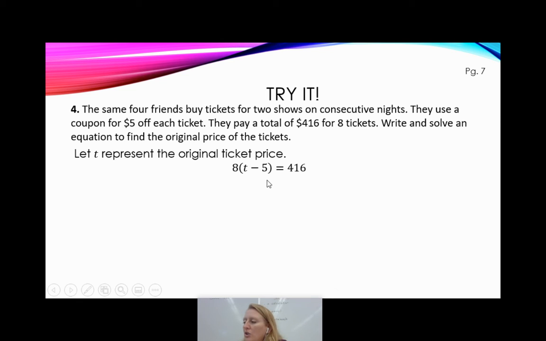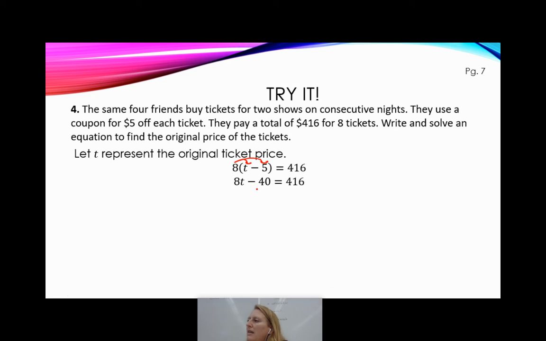Again, you could divide both sides by 8. That's what we did last time. But let's try the other way. I said you could distribute it, right? I'm going to distribute it. So I'm going to be like, distribute me. 8 times T is 8T. 8 times the negative 5 is negative 40.